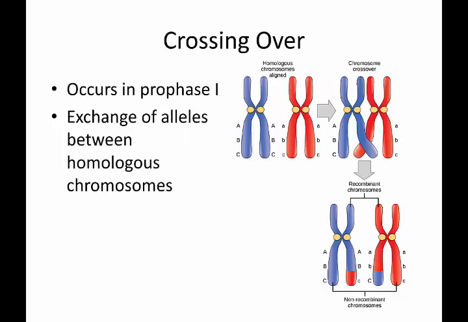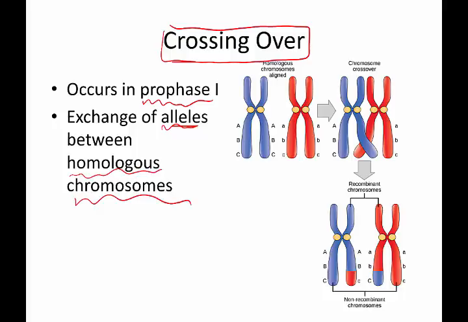So the first way in which a cell can create variation during meiosis is through the process of crossing over. And this again occurs only in prophase 1, so not prophase 2. And this is exchange of alleles between homologous chromosomes. So we talked a little bit about alleles in the first lecture, but alleles, remember, are different versions of genes.